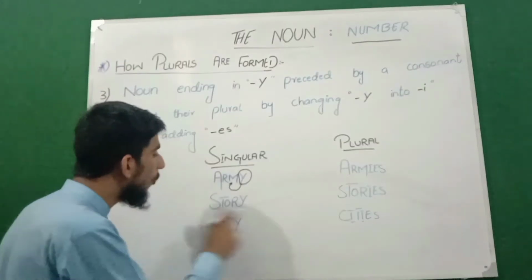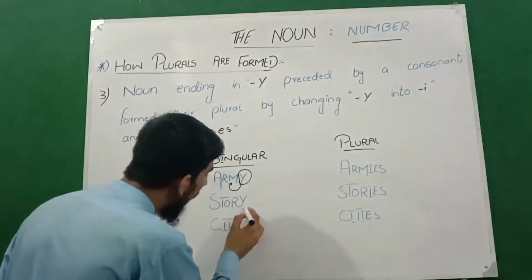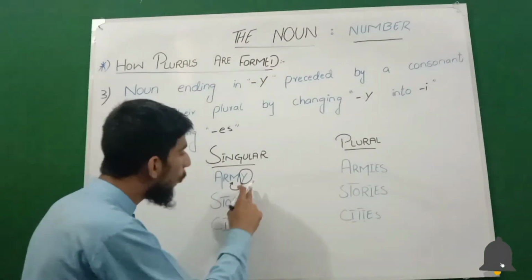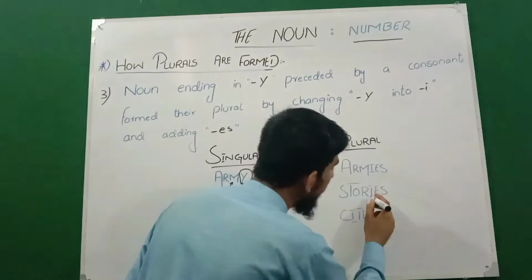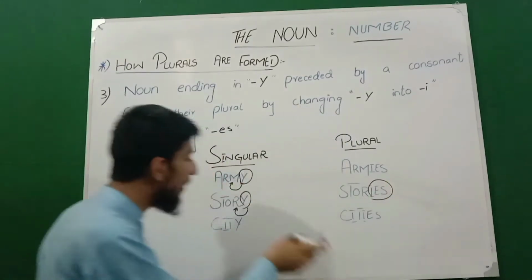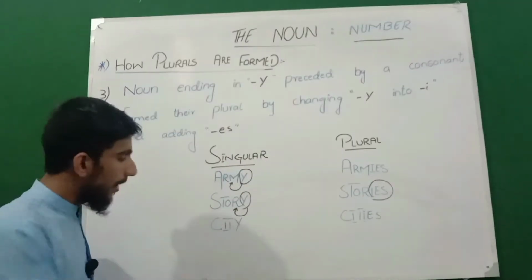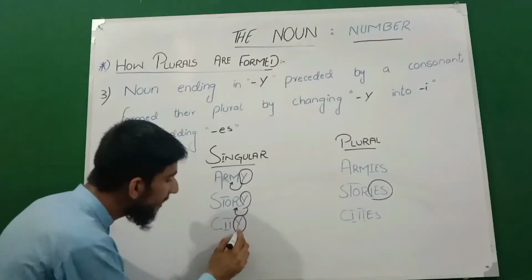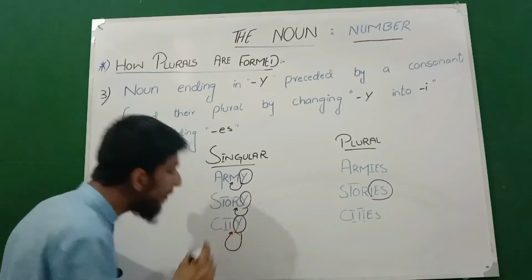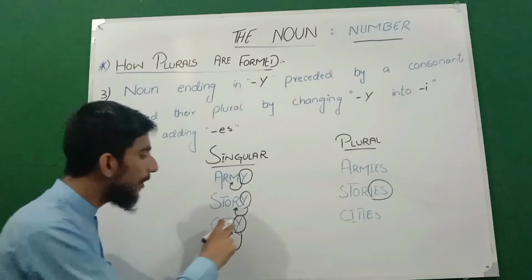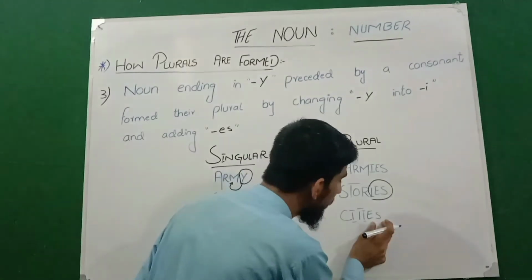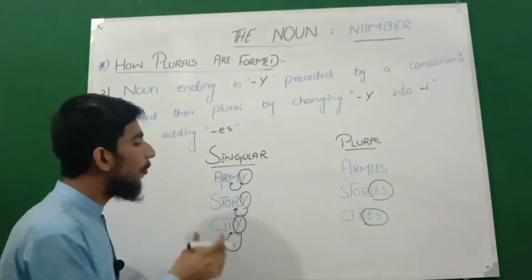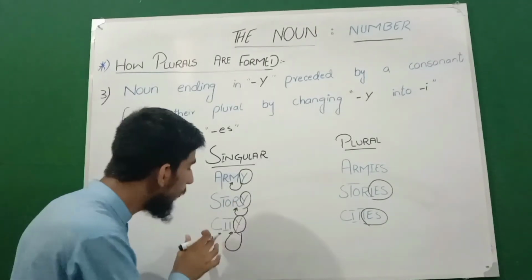In a similar way, story. Story ends with y preceded by a consonant, which is r here. So y will change into i, and adding es, stories is the plural of story. Now for example, city. City also ends in y, and before y there is a consonant, which is t here. So the y will change into i and we just add es at the end. So now cities is the plural of city.